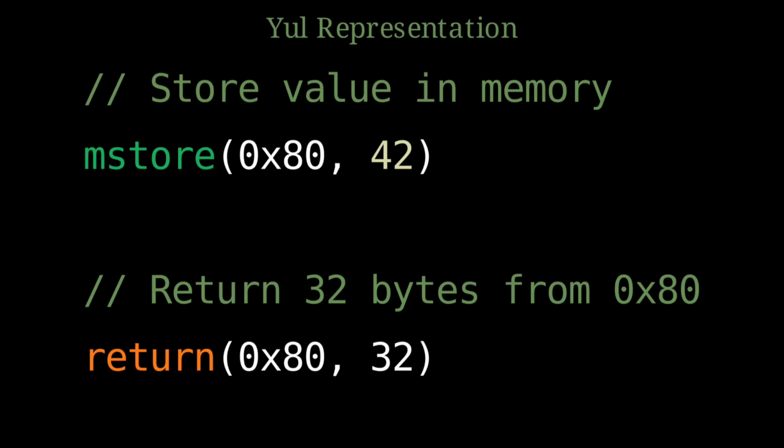Remember, the EVM works with 256-bit words, which is 32 bytes. So even though 42 is a small number, we're returning a full 32-byte word.